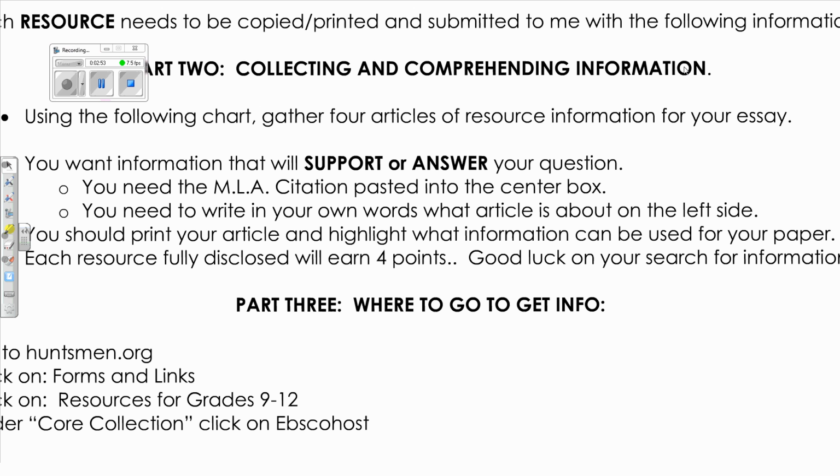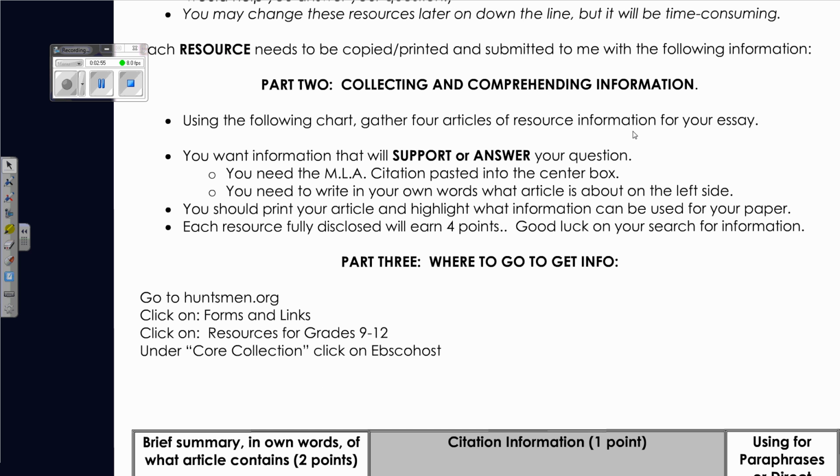Collecting and comprehending your information. I'm going to show you today how to limit your information so that you're not reading stuff that's meant for grad students at Harvard, because it's an academic search database, so it's going to have tons of stuff that's way above your reading level. So make sure that when you're finding them, that you're picking the things that you understand or limiting it so you're not reading college level writing. You're going to want information that's going to support or answer your question.